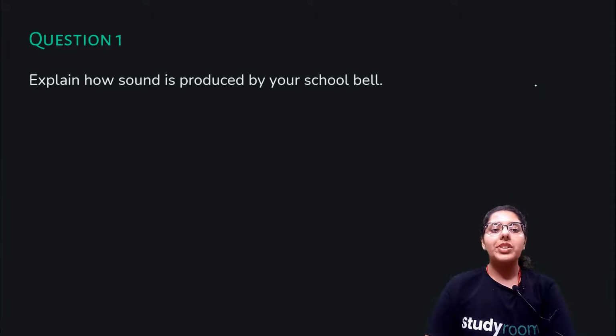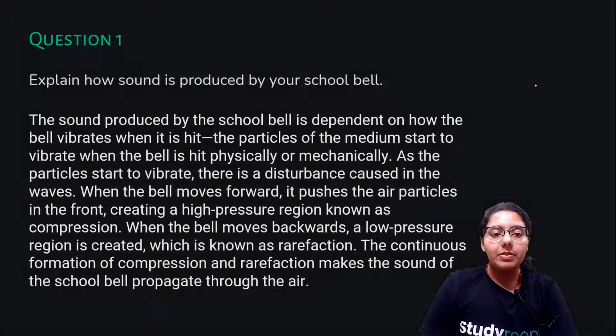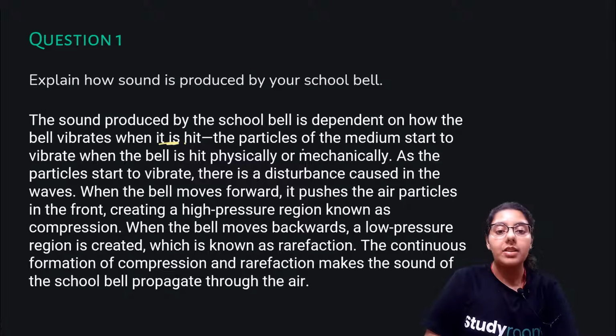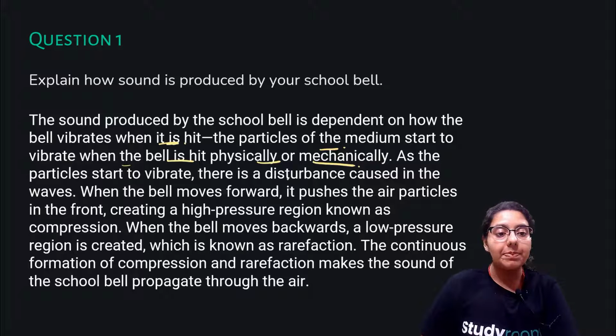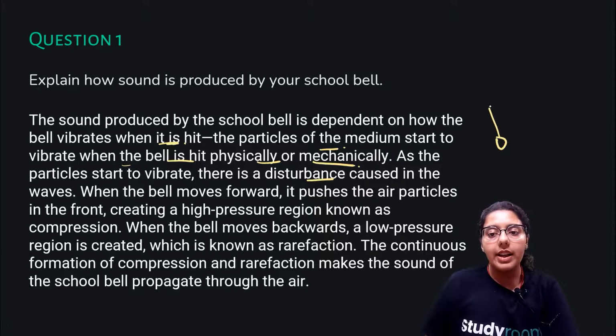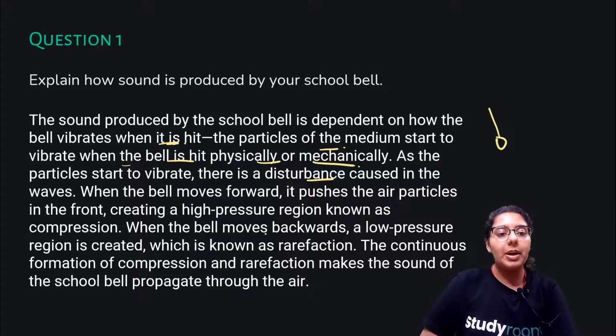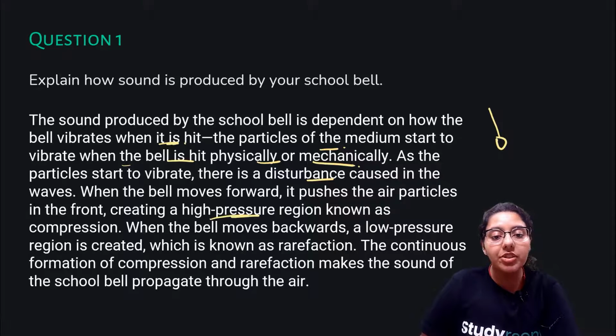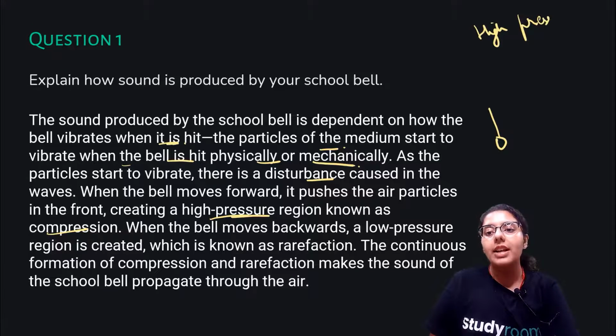So let's do some questions. Explain how sound is produced by a school bell. The sound produced by the school bell depends on how the bell vibrates when it is hit. The particles of the medium start to vibrate when the bell is hit. As the particles start to vibrate, there is a disturbance caused in the waves. When the bell moves forward, it pushes the air particles in front, creating a high pressure region known as compression. We studied this, right? High pressure region is compression and low pressure region is rarefaction.